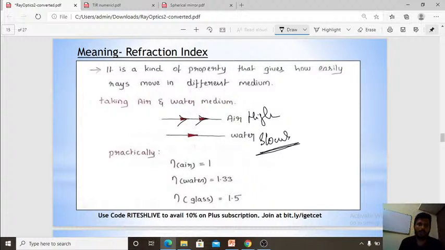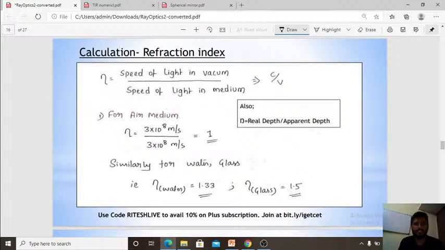So the refractive index of air is 1, water is 1.3, glass is 1.45, and diamond is 2.3, I guess. These are the different refractive indices. So how do we calculate the refractive index? The refractive index, eta, is C over V, where C is the velocity of light, and V is the velocity of light in the medium.